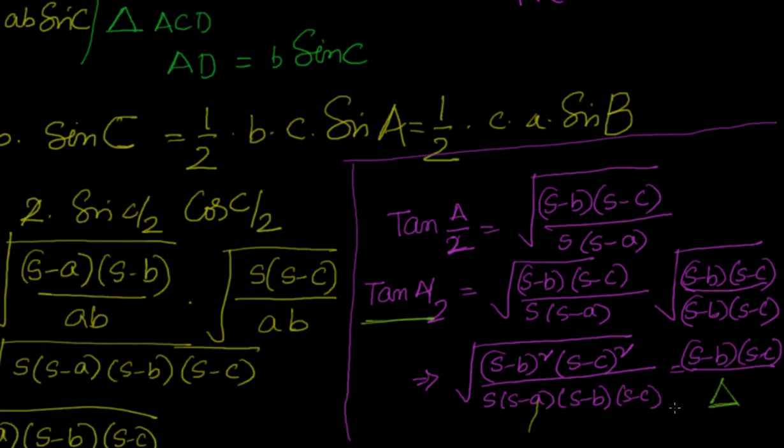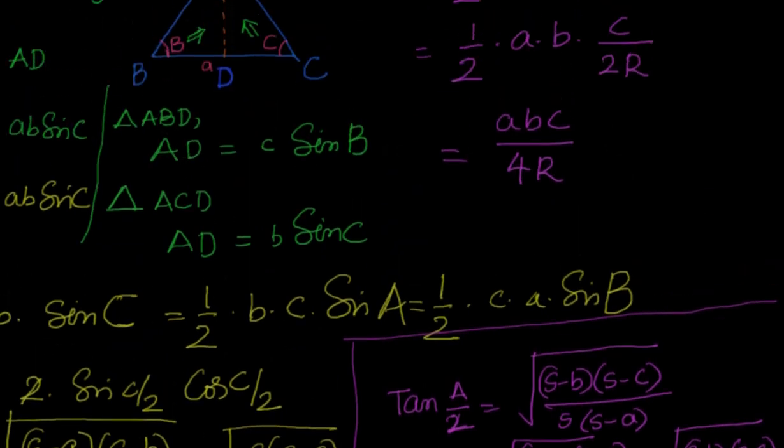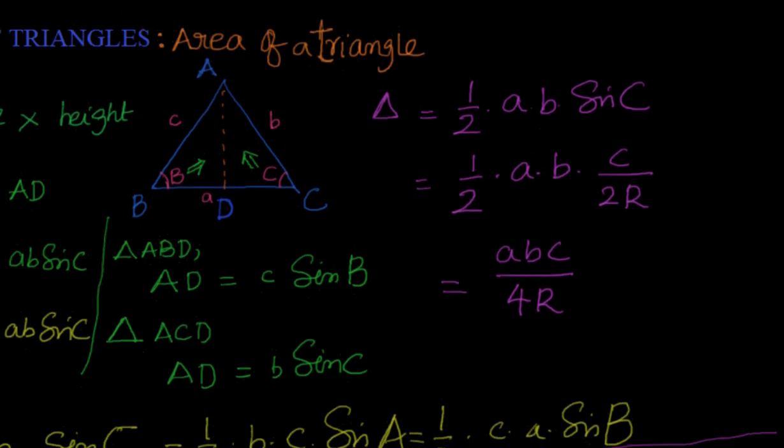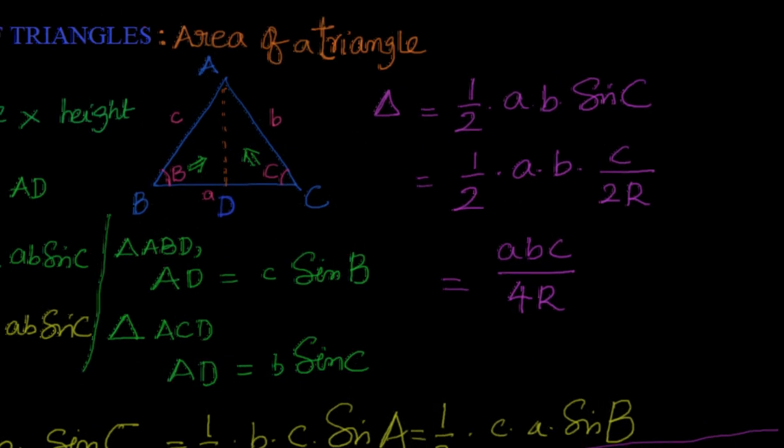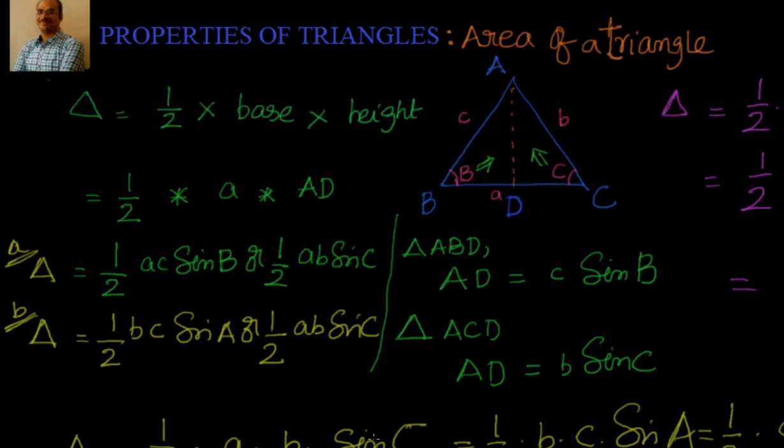base. Not only that, we also verified Heron's formula, which says that delta equal to square root of s into s minus a into s minus b into s minus c. By that, we also understood that tan a by 2 can also be written as s minus b into s minus c by delta. In the next video, we will do one more theory.